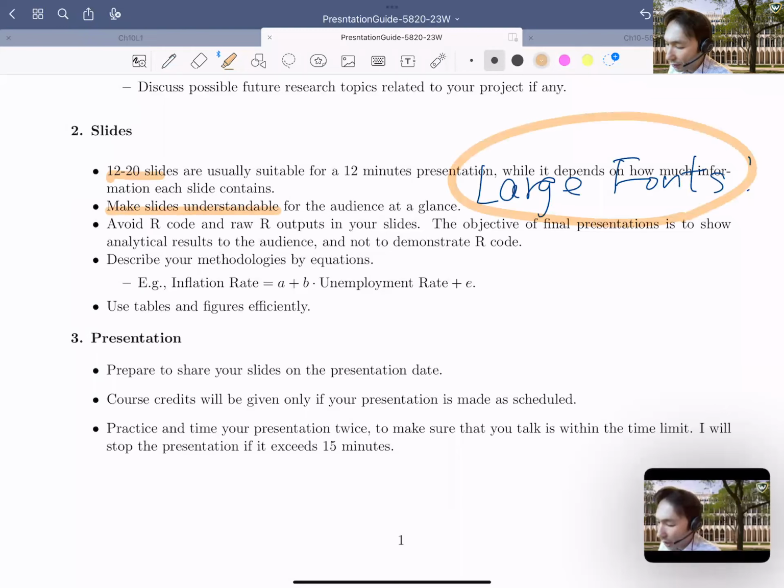And avoid R code and raw R outputs in your slides. If you just put in the R outputs, then it takes more time to interpret. So just make more organized tables and equations.